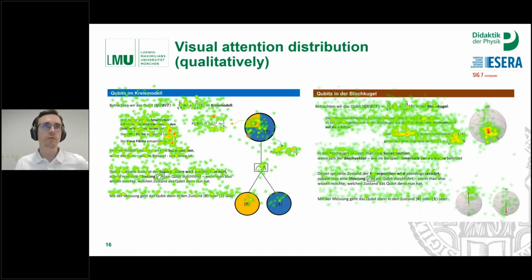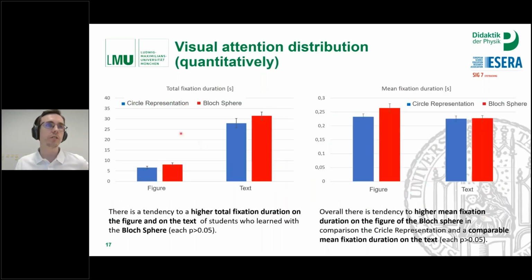And quantitatively, if you look at the results, you see on the left side the total fixation duration on the figure and on the text. In blue, again, the circle representation, and on the right side, the Bloch sphere. And you see that in both cases, there's a tendency to a higher total fixation duration on the figure and on the text for the Bloch sphere. And if you look at the mean fixation duration, there's also a tendency in the case of the figure to a higher mean fixation duration for the Bloch sphere, and very comparable on the text.